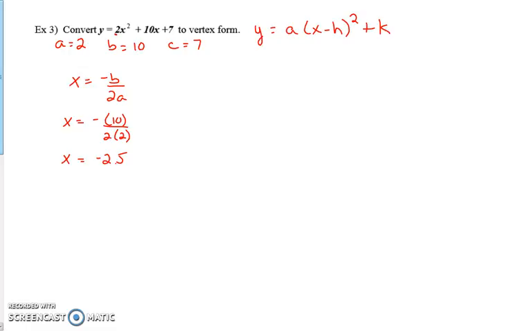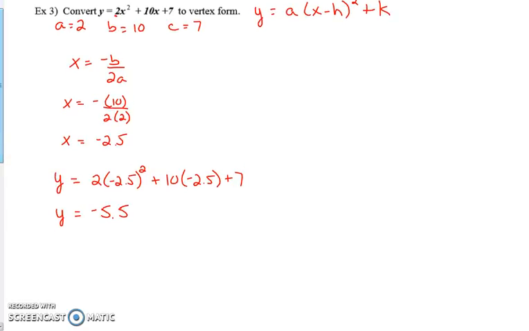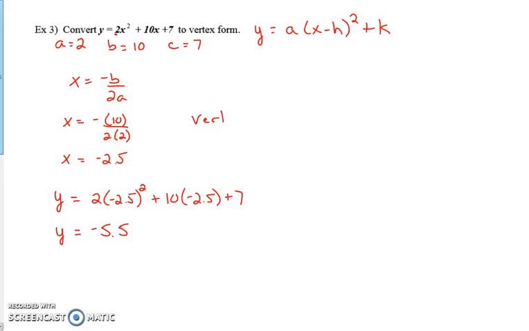Now, in order to find the y value of my vertex, I take that x and I substitute it back into the function. (-2.5) quantity squared plus 10 times -2.5 plus 7. And again, I'll just pause for a minute and let you put that in your calculator so that you can figure out the y value of the vertex. So hopefully you got y equals -5.5. Now we know that the vertex is the ordered pair -2.5, comma, -5.5.